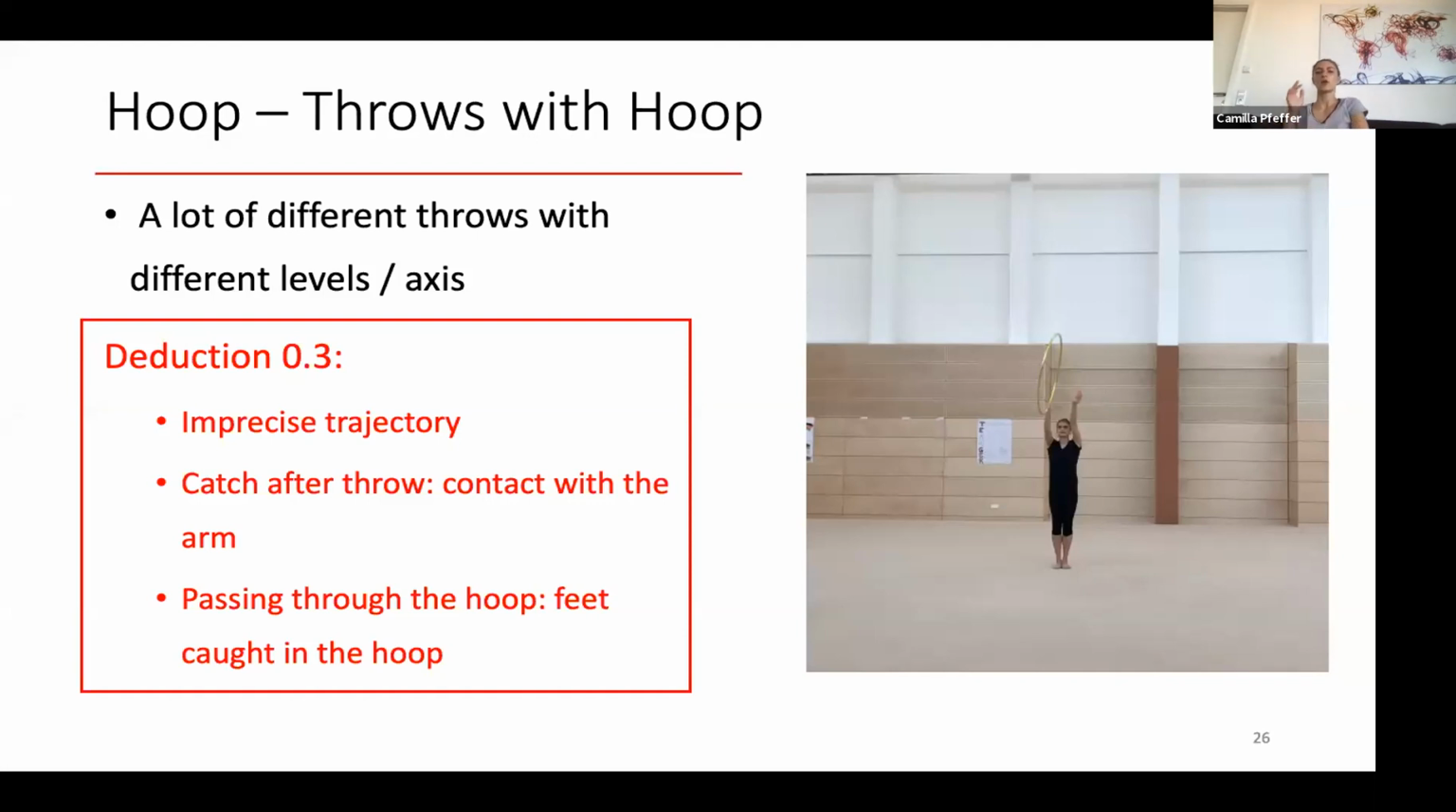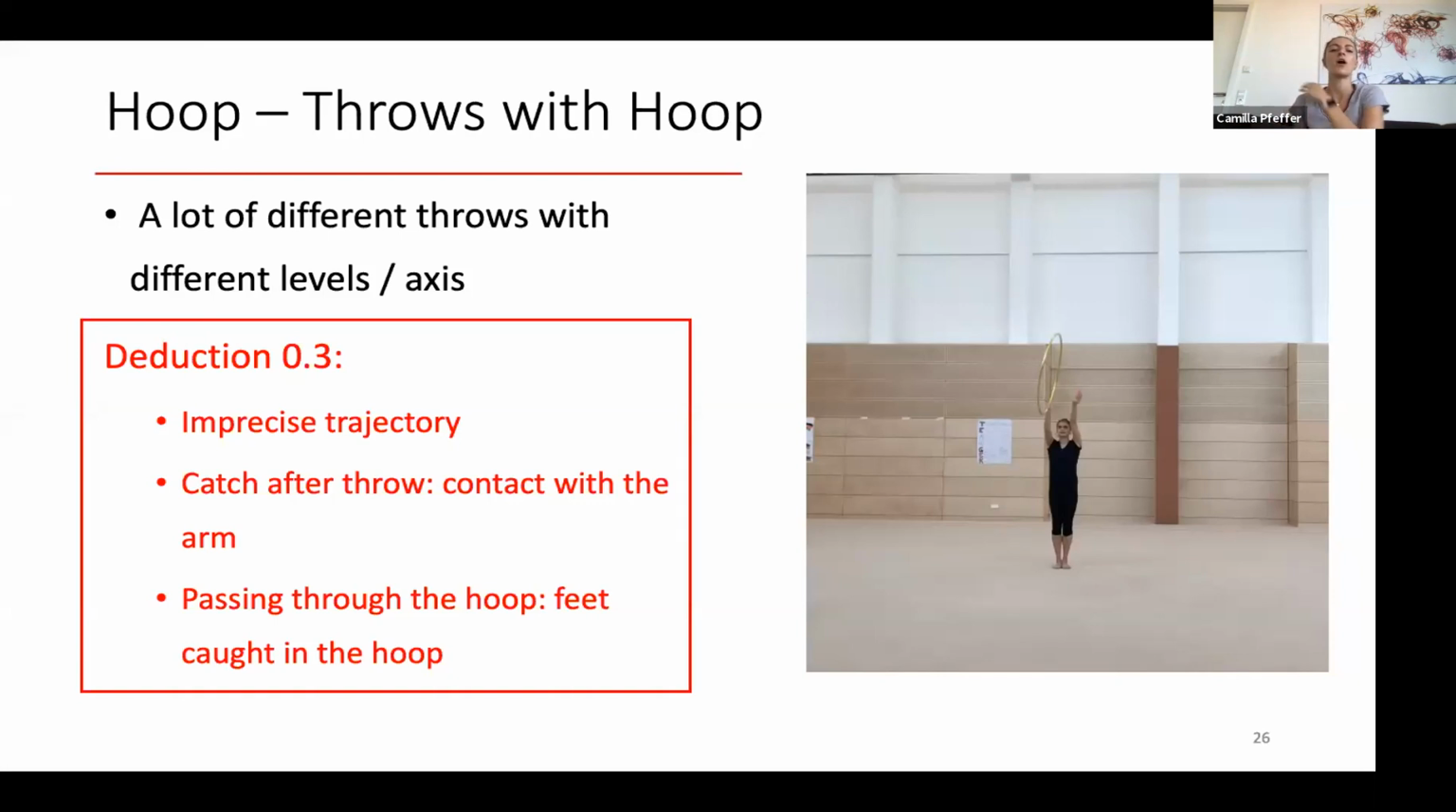The hoop has a lot more variations in throws than, for example, the ball, because you can make it in different levels. You can let it rotate around its own axis. So there are a lot of possibilities, but also there are a lot of deductions again, and they are all for 0.3. For example, if the trajectory is not right, it will be a deduction of 0.3, and it happens a lot with the hoop, especially with the throws around the own axis. You need to be very careful that the axis is very good and the hoop is rotating right. Otherwise, there will be a very high deduction.